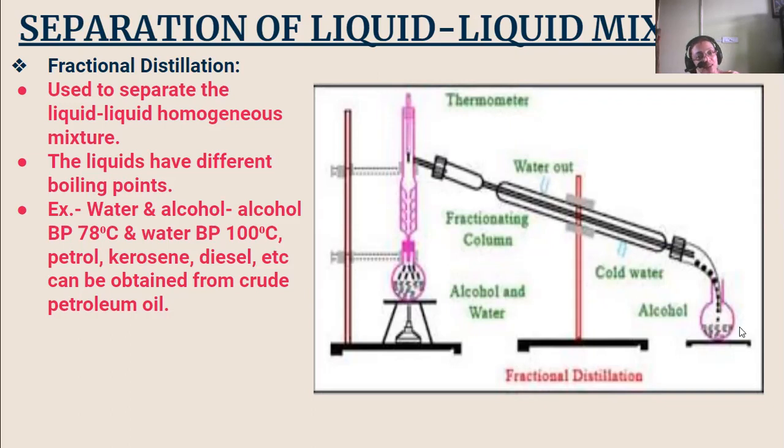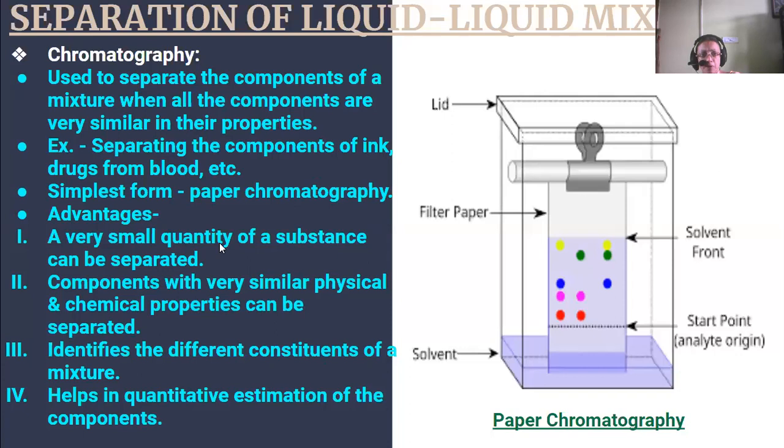The flask is removed. Then when the temperature rises to 100 degrees centigrade, the water will get evaporated, come through the condenser, get condensed into water again, be collected in a flask, and be separated from the alcohol. So this is how fractional distillation takes place.